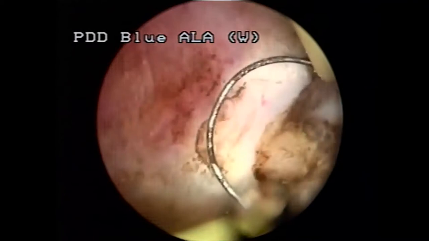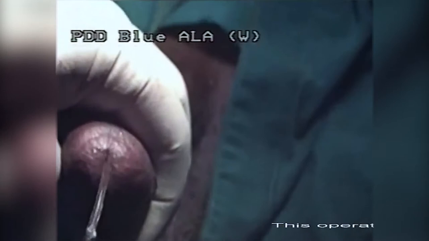After filling the bladder, we will just compress the bladder, and we will see the flow. You see, that is the flow of urine through the urethra. So it indicates that the flow is good. So the water test is positive, it means the resection is satisfactory. So the operation is successful, and the patient will void without any obstruction.